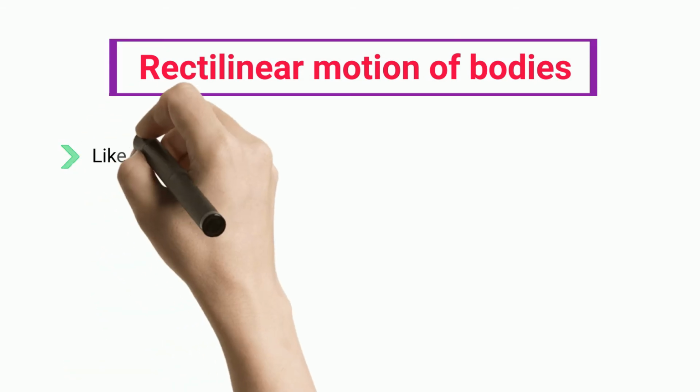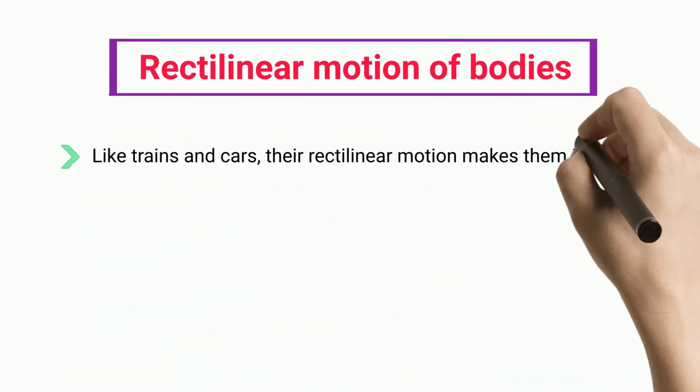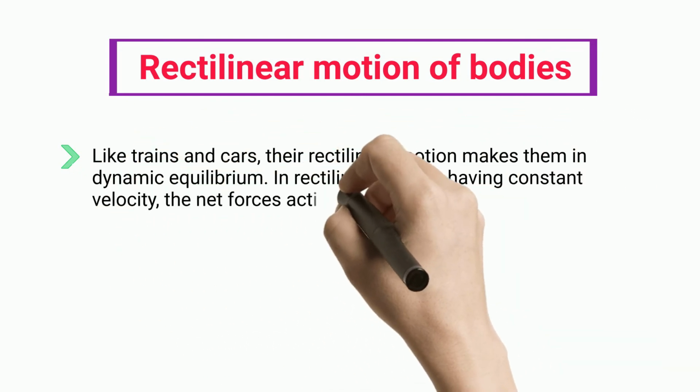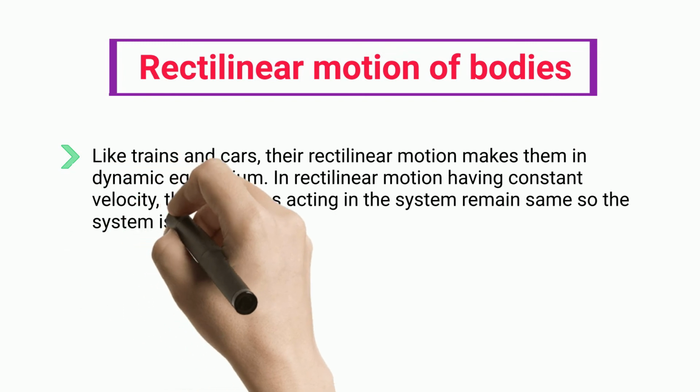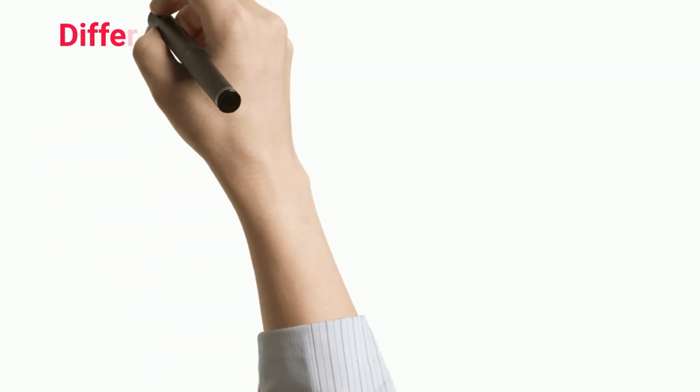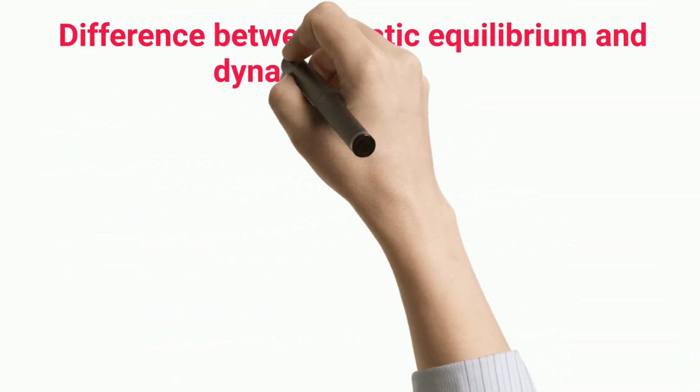Rectilinear motion of bodies. Like trains and cars, their rectilinear motion makes them dynamic equilibrium. In rectilinear motion having constant velocity, the net forces acting in the system remain the same, so the system is in dynamic equilibrium. Difference between static equilibrium and dynamic equilibrium.